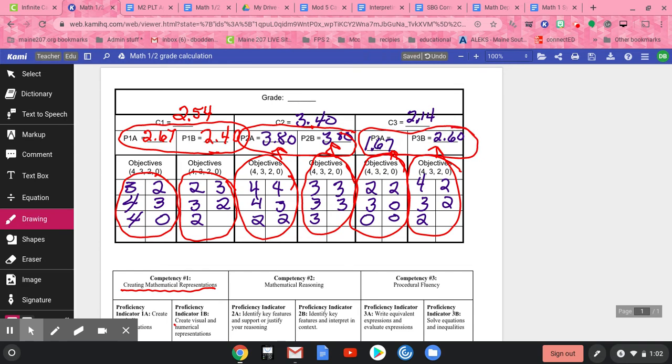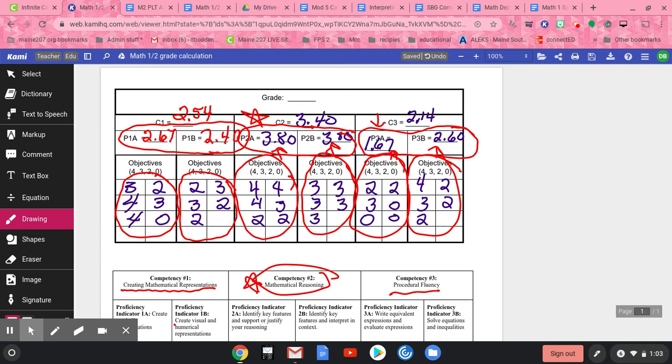This gives us a nice snapshot of what we understand or don't understand, or maybe our strengths and weaknesses in our math class. So if I look at my 3 competencies, I can see that my strength is right here in Competency 2, which is my mathematical reasoning, where maybe my weakness is right here in Competency 3, procedural fluency. So I know I need to work on my procedural fluency, but I'm really good at explaining and justifying my reasoning.